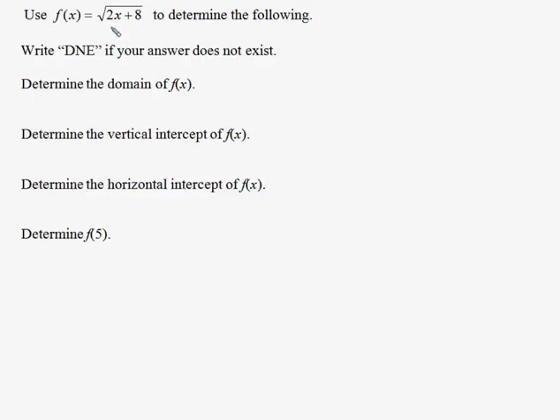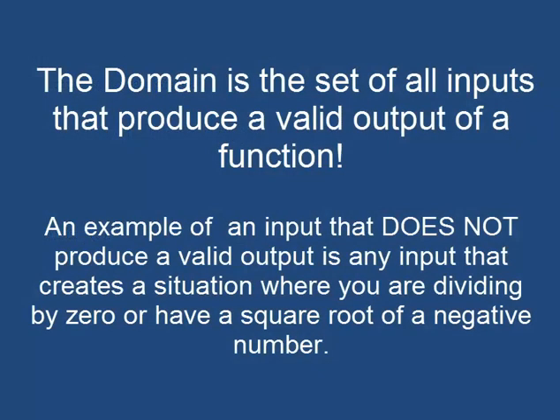Problem, we're given a radical function and we have several questions to answer. If one of the answers turns out that it does not exist, we are to write DNE. The first question is to determine the domain. The domain is the set of all inputs that produce a valid output of a function.